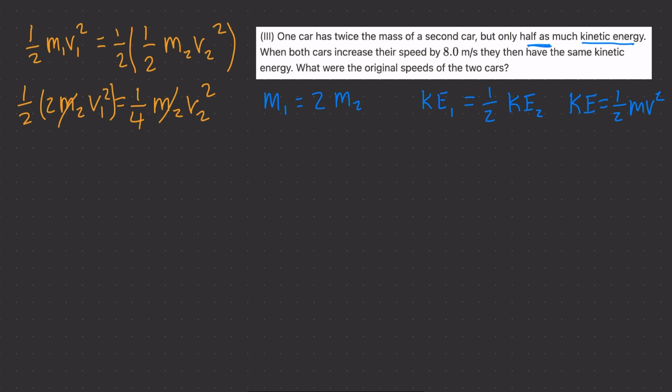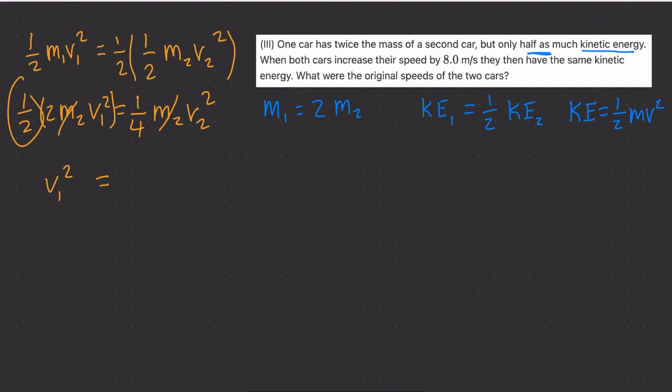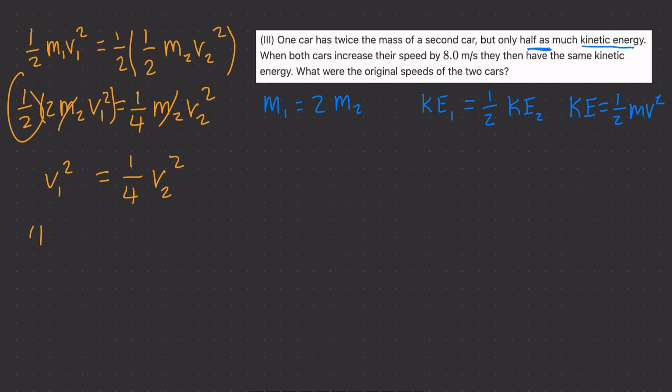That said, if I distribute this 1/2 with the 2, I just have v1 squared on the left side. And v1 squared is going to be equal to 1/4 v2 squared. Now to get rid of that ratio, I'm going to multiply both sides by 4, and that gives me 4 v1 squared is equal to v2 squared. Now to get rid of the square, I'm going to take the square root of both sides. The square root of 4 is 2, and the square root of v1 squared is just v1, and that's going to be equal to v2.